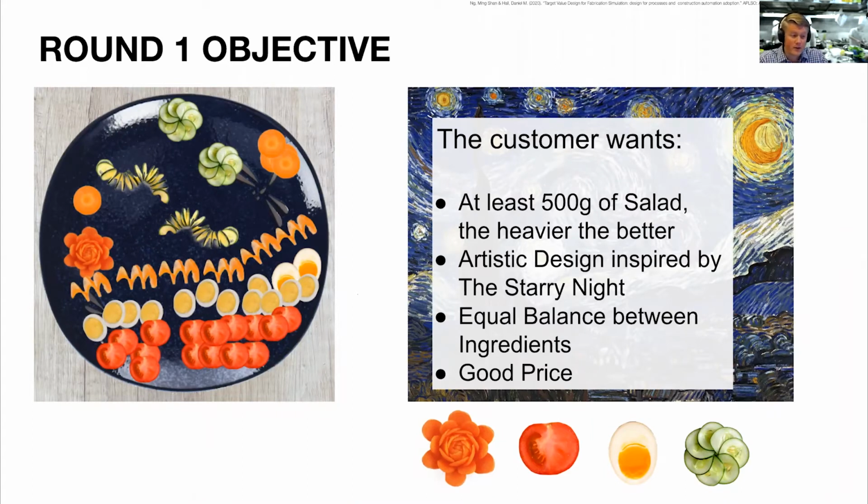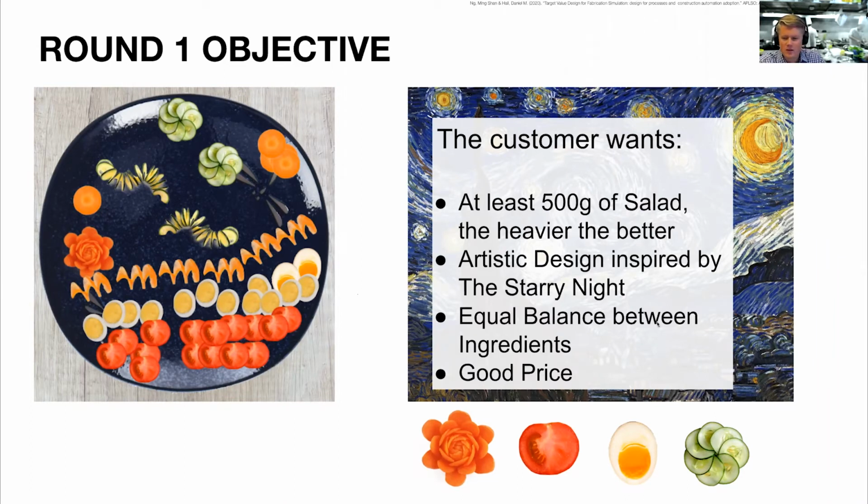This is for everyone to know, and owners, pay attention closely to this. You need to design a salad that's at least 500 grams. The heavier, the better. Obviously, people like a heavier salad, but maybe not too heavy, so it's too expensive. The artistic design should be inspired by Starry Night. And very importantly, you must have an equal balance between the ingredients, plus or minus a small percentage.